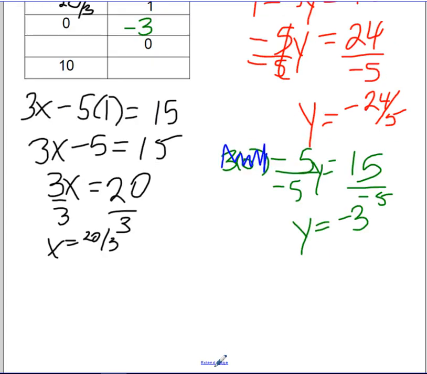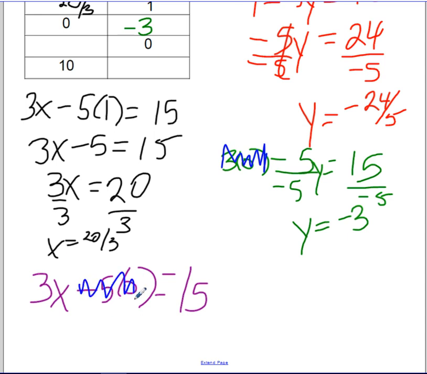And so now let's do our other 0, where we're plugging in 0 for y to get our x-intercept. So 3x minus 5 times 0 equals 15. So again, in this case, we're subtracting 0, so we'll just ignore it to simplify it. And then we have to divide both sides by 3 to get x by itself. And so x equals 5. So 5, 0 is our x-intercept.